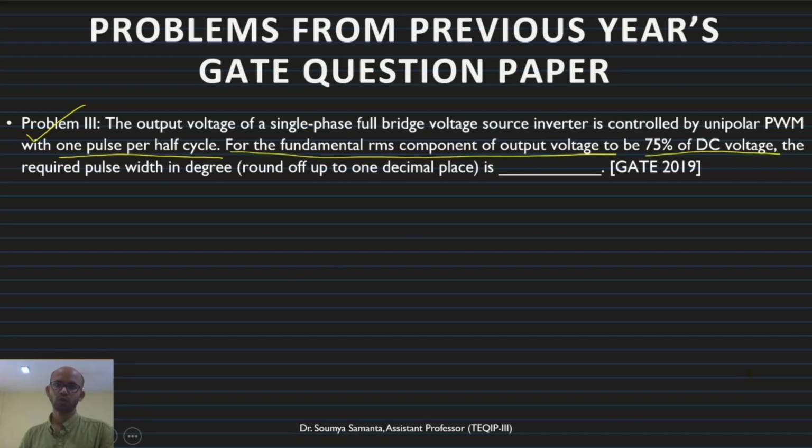Okay, so let me find out first. If we do it this way, 1 pulse per half cycle, and I am expecting that it is not a square wave, because the output voltage is 75%, so it will not be a square wave. So what will be the pulse width?